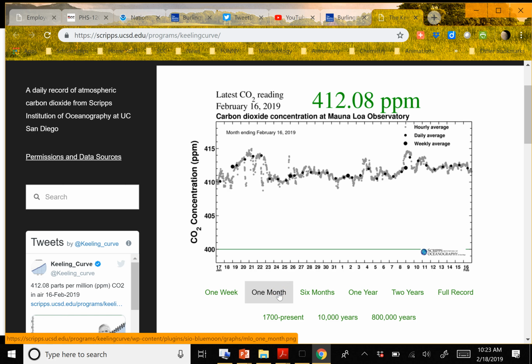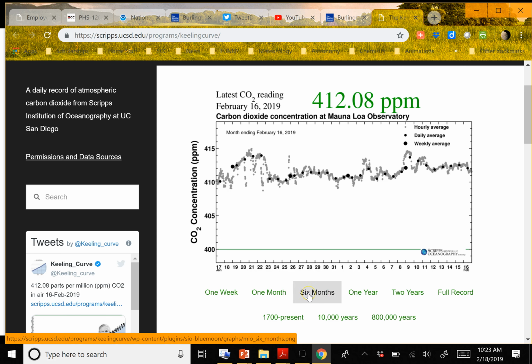See more data points, the black data points. Anytime you gather data and put them on a curve like this, it looks a little noisy to me. But I mentioned going over the 400 parts per million threshold. We're at 412 now.